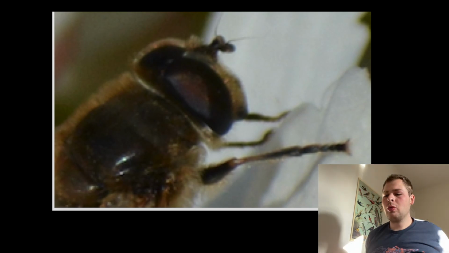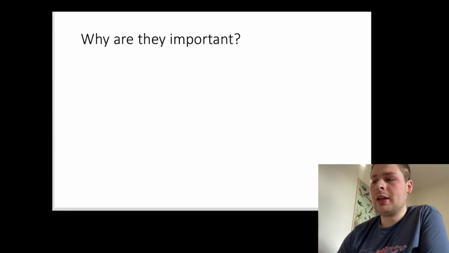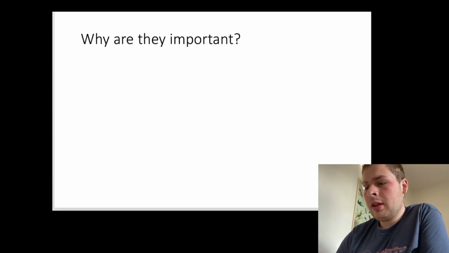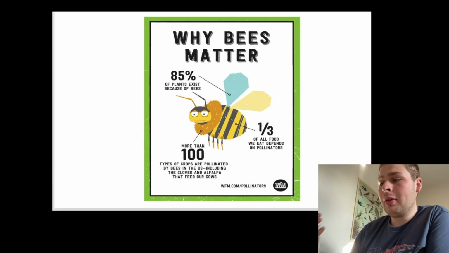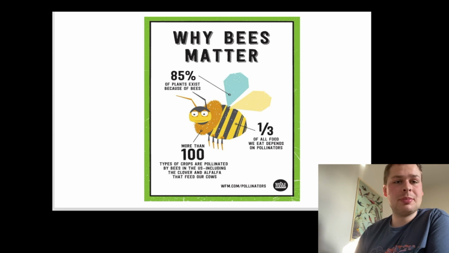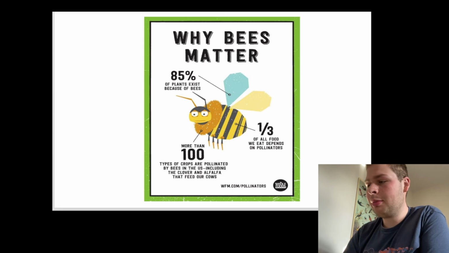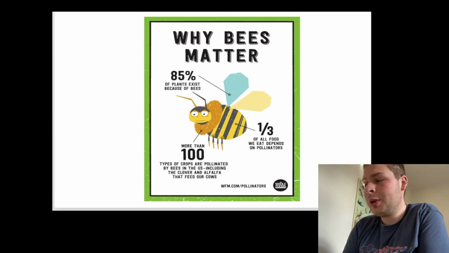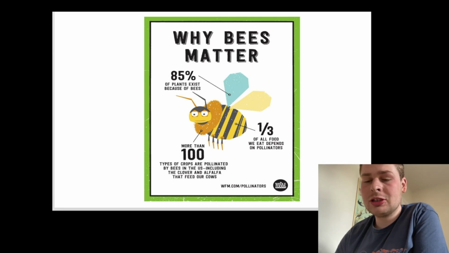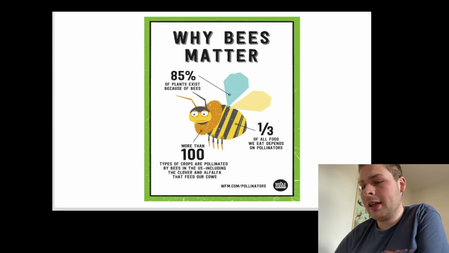So let's review why they're important. We can have a discussion about this too at this point. Briefly, we'll go over this little image again. 85% of plants that feed us, plants that create forests, depend on pollination. 1 out of every 3 bites of food we eat depends on those pollinators, and so many crops that we eat and that are important to livestock are due to pollination.